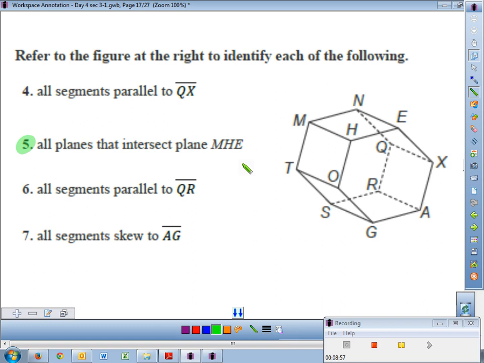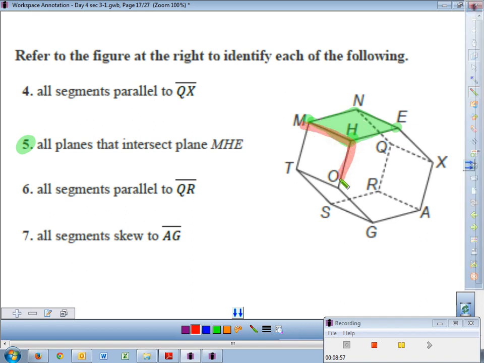So it says, let's name all the planes that intersect plane MHE. Well, here's M, here's H, here's E, here's plane MHE right here, this entire plane. We want to name all the planes that intersect it. That's actually pretty easy to figure out how many answers you need. Since plane MHE is a quadrilateral, there should be 4 other planes that touch it, one on each side.